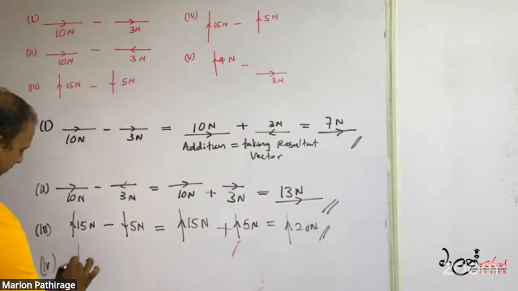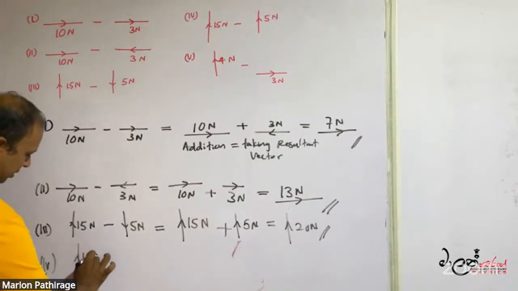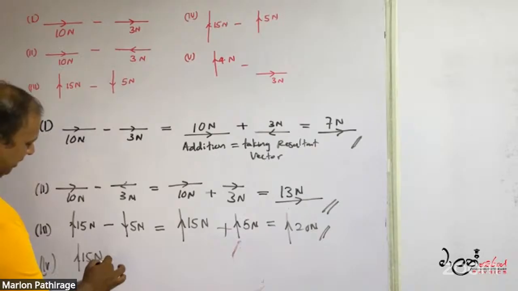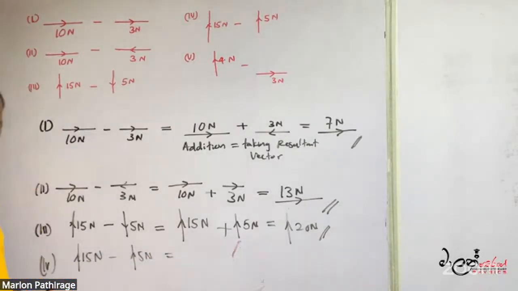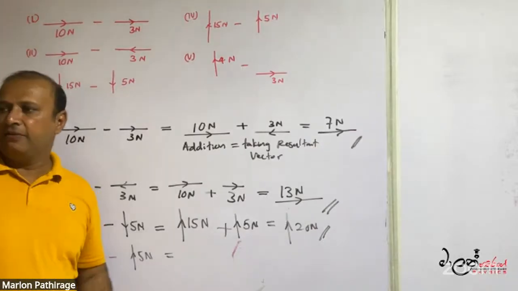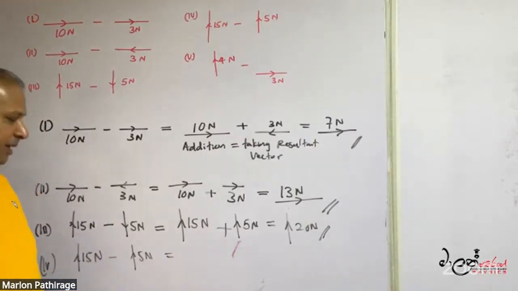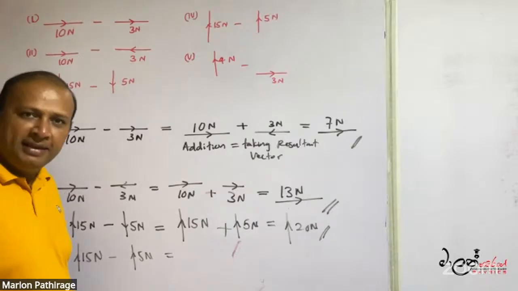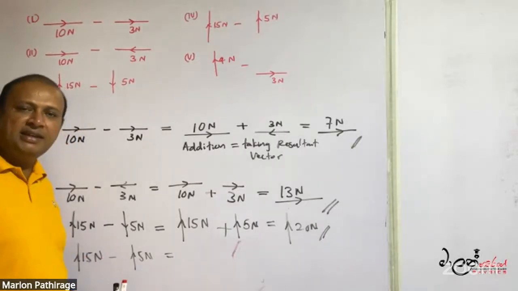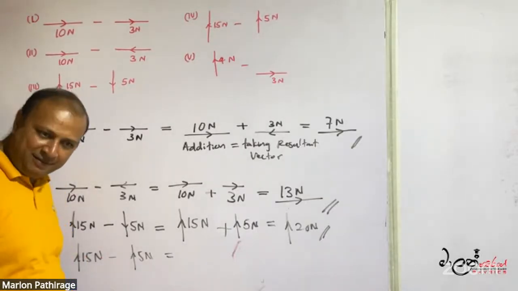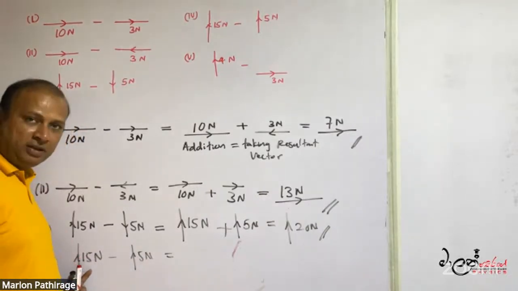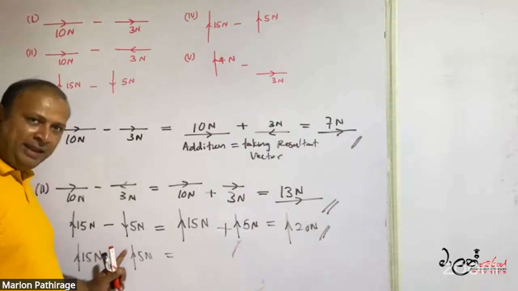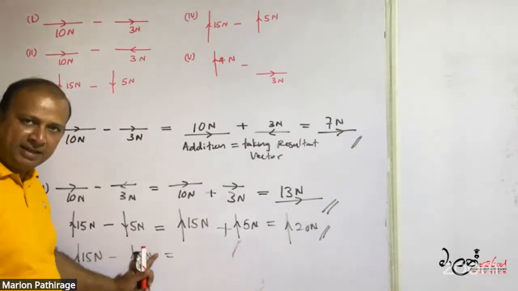50 Newton force in the upward direction minus 5 Newton force in the upward direction. Again, subtraction means addition with the negative one. Therefore, you have to add 50 Newton force with the negative vector of the second one.